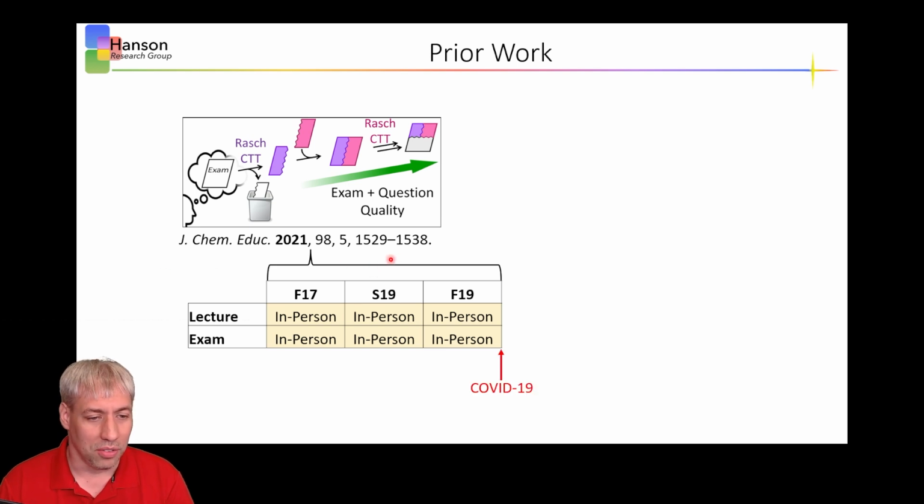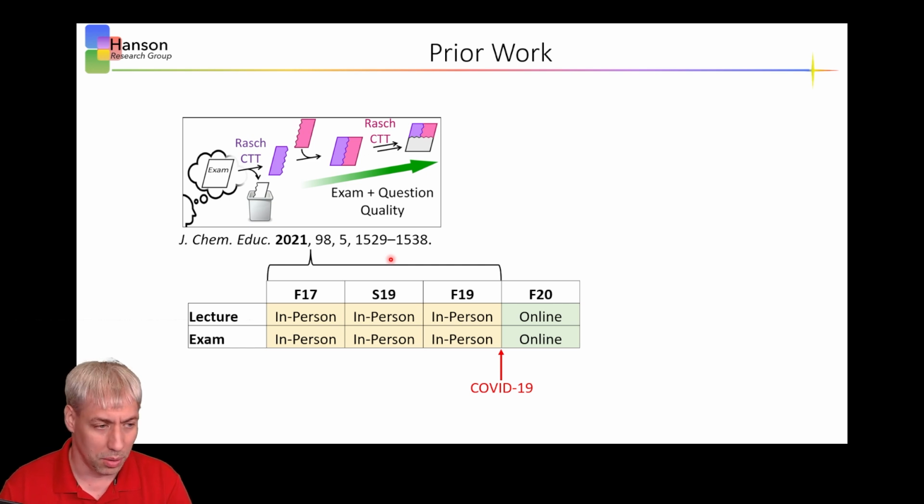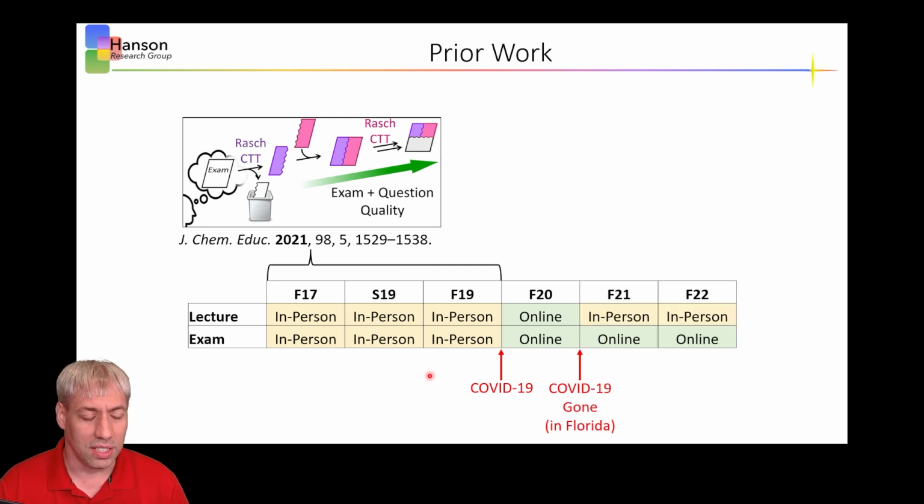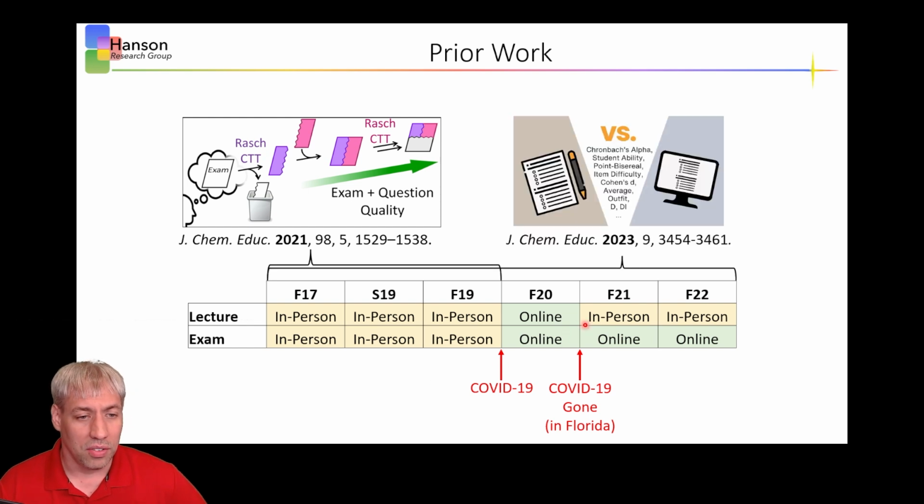But then something interesting happened, which was COVID. What COVID did is force us online in fall of 2020, and so both the lecture and the exams were online. We decided to do an additional study where we looked at whether there is a difference between in-person and online exam outcomes. Interestingly, in the 2023 paper, we found that generally student outcomes were very similar. There was no increased prevalence of cheating, at least as far as we could tell when comparing the in-person versus the online classes.